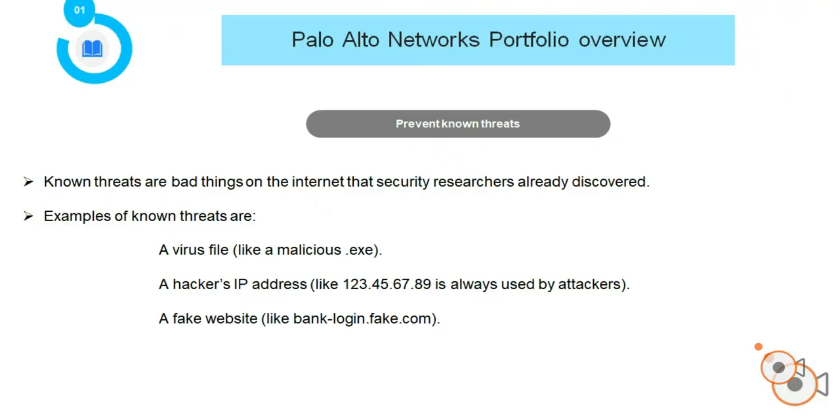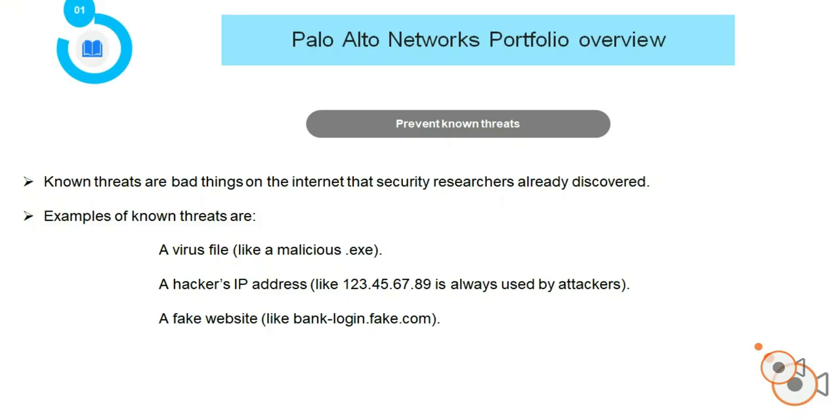What exactly are known threats? Known threats are malicious links on the internet that cybersecurity experts have already identified. Think of them as bad guys that are already on a wanted list. And because they are known, security tools like firewalls, like the Palo Alto Firewall, for example, can recognize and block them to keep your network safe. Examples of known threats are a virus file, a hacker's IP address, or a fake website.